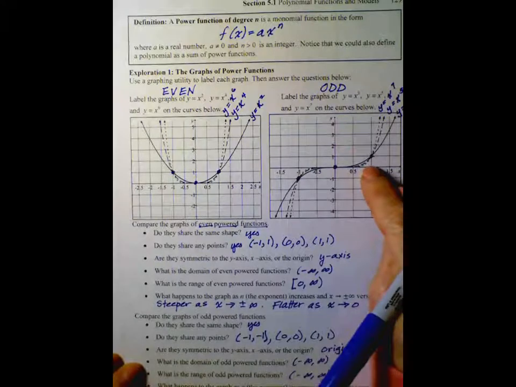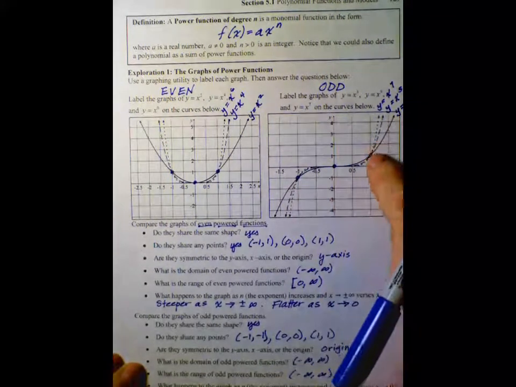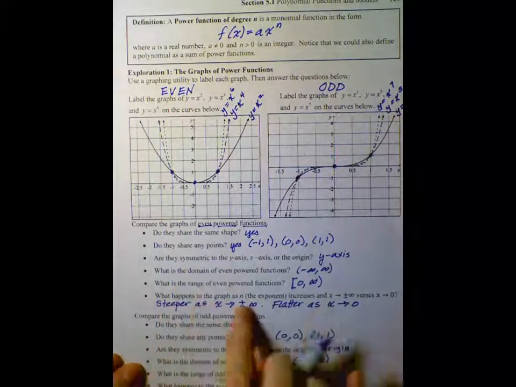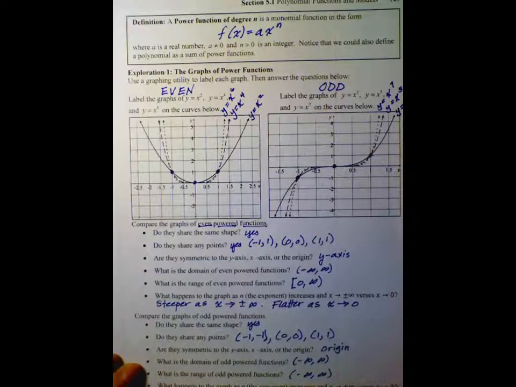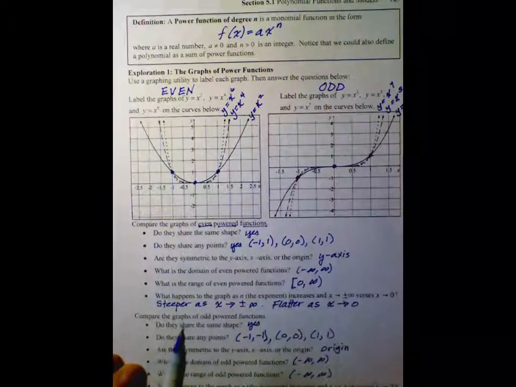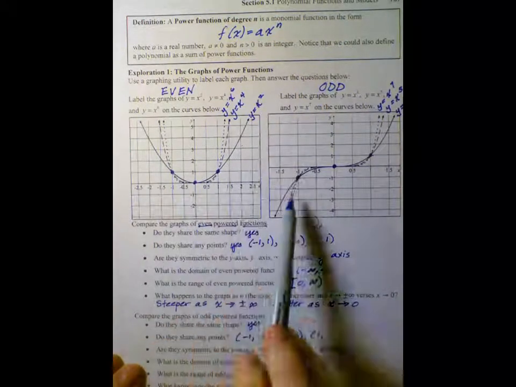And as we go towards 0, what's happening? Again, we see the dotted ones tend to flatten out. So we actually have the same response as we had here, steeper as x goes to positive and negative infinity, flatter as x approaches 0. The graph of every polynomial function, recall we've said, is smooth and continuous.